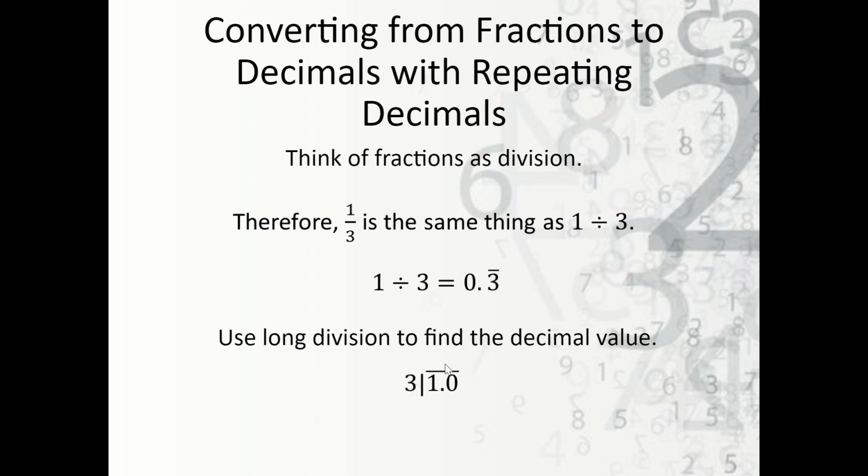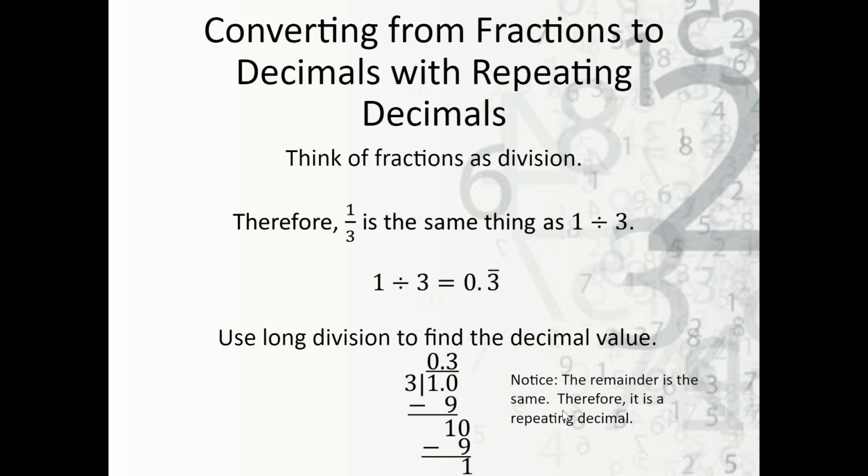So now, how many times does 3 go into 10? Well, it goes into it 3 times. And then 3 times 3 is 9, which leaves 1 as my remainder. 3 doesn't go into 1, so I bring down another 0. 3 goes into 10 3 times, which gives me 9 again, and then 1 remainder. And if I notice, I keep getting 1 as a remainder, so it just keeps repeating itself. So I just keep putting 3, 3, 3, 3. So therefore, I notice that the remainder is always the same. Therefore, it's a repeating decimal. So it becomes 0.3 repeat.